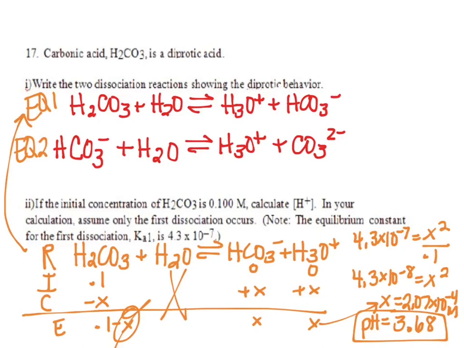Will they ever give us Ka2 or Ka1? It'll give you Ka1, Ka2, Ka3, and you've got to figure out which Ka you need. But it will never make you figure out one K from another. No. Okay, everybody good with this? All right.